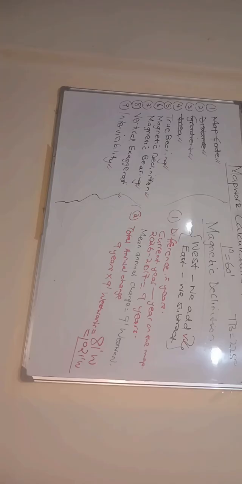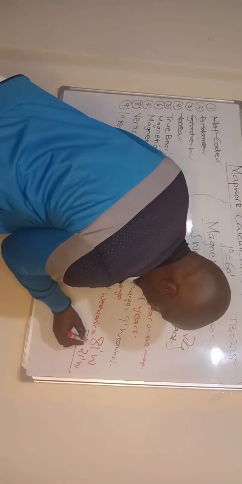That's how we got the 81 minutes westward. We do not leave it like that. Why? Because it's above 60 minutes. We have to convert it to degrees. That's how we got the 1 degree, 21 minutes westward.